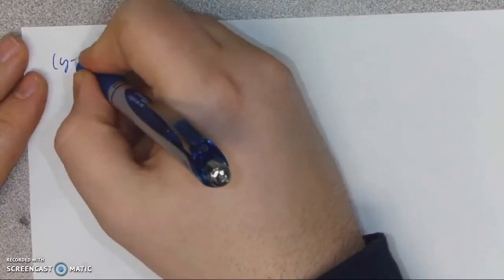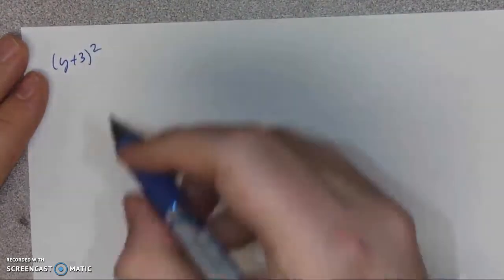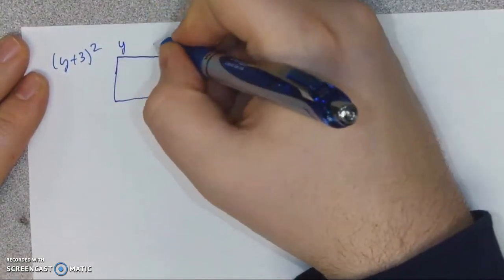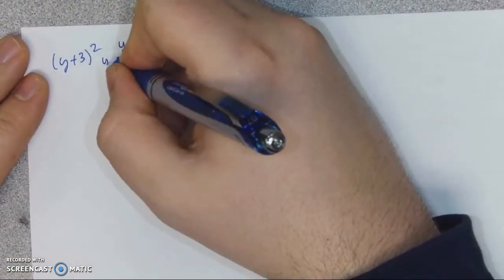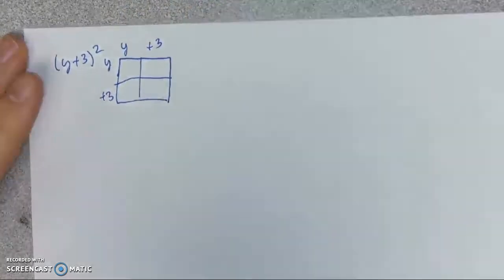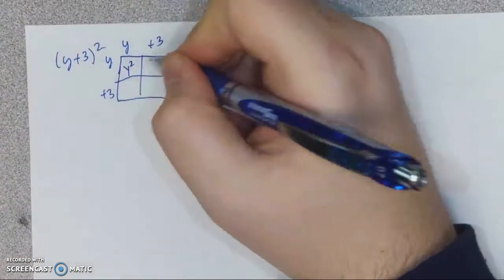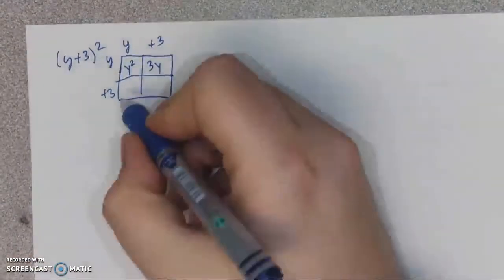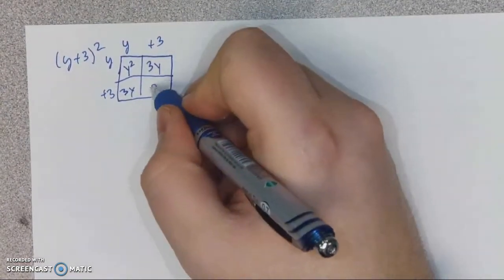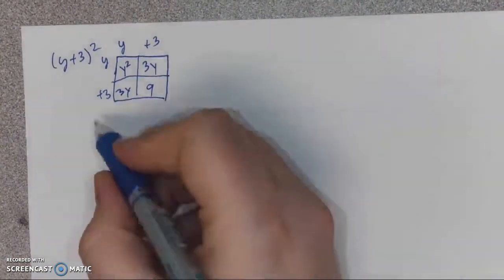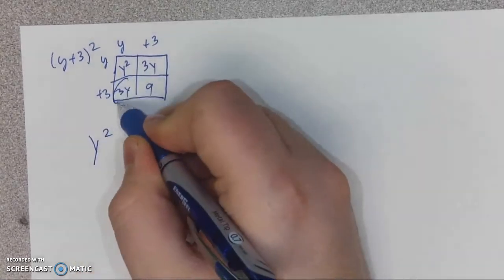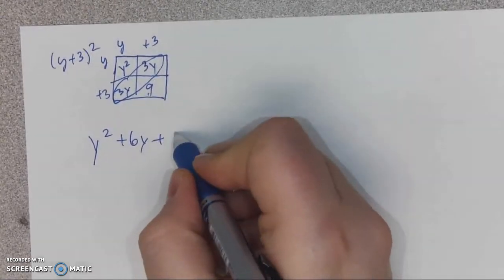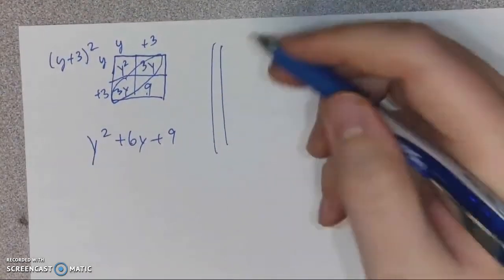So first I have y plus 3 squared. I'll use the box method since I know most of you will do that too. That's y plus 3 times y plus 3. Y times y gives you y squared. Y times 3 is 3y. Y times 3 again is 3y. And 3 times 3 is 9. Simplifying, this is y squared, 3y and 3y is 6y, and then plus 9. That takes care of my first box method.